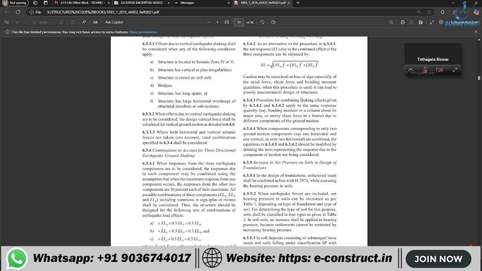6.3.4.3. Procedures for combining shaking effects given by 6.3.4.1 and 6.3.4.2 apply to the same response quantity, say bending moment in a column about its major axis or story shear force in a frame due to the different components of the ground motion.